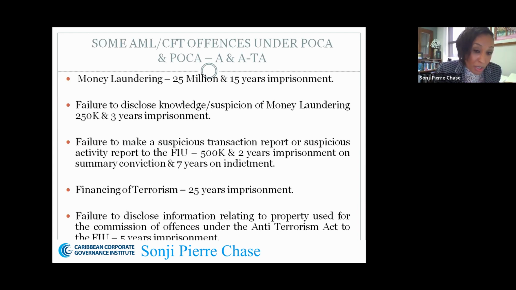This is on summary conviction, and if it's on indictable conviction, your years can go up to 7 years. If you are involved in financing of terrorism, that's a penalty of 25 years imprisonment, and then failure to disclose information relating to property used for the commission of any offenses under the Anti-Terrorism Act to the FIU, your penalty or liability is 5 years imprisonment. Why is this important? These are offenses under the Proceeds of Crime Act.